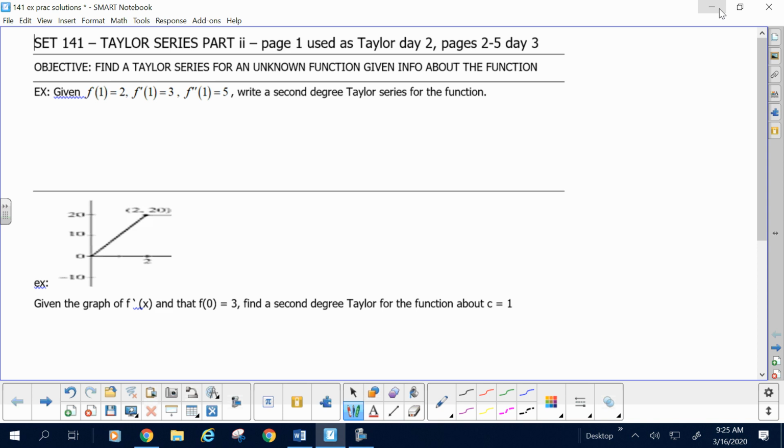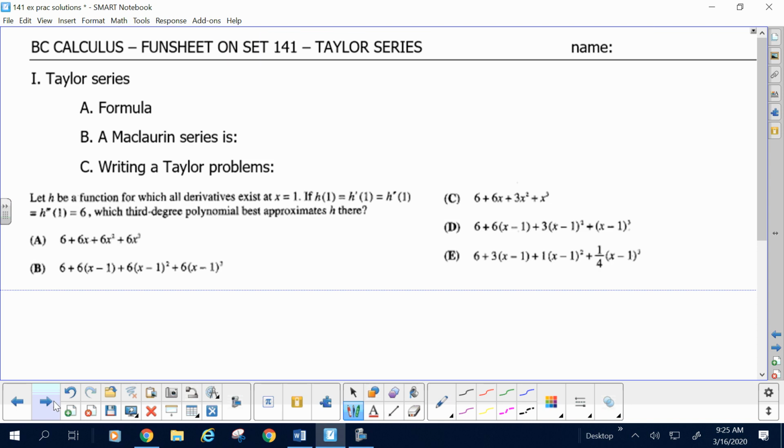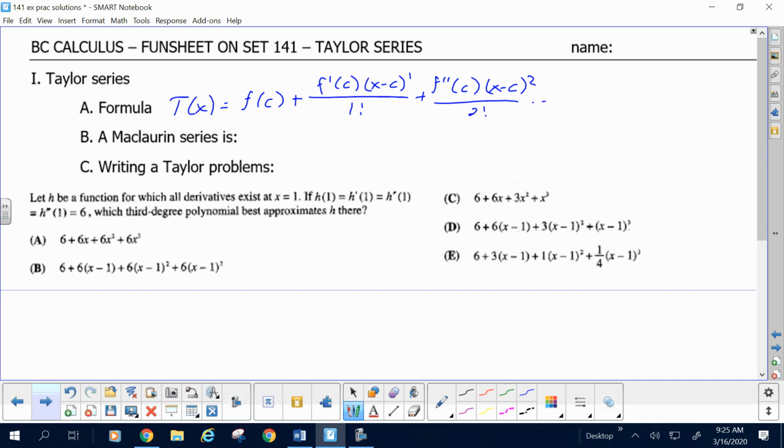All right, so here we go. The general formula that you want to get into your head is this. A Maclaurin series is a Taylor series with a center of 0.